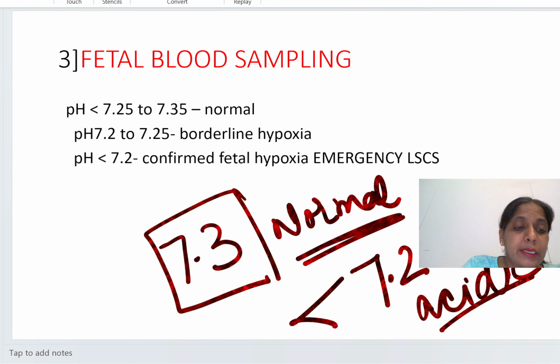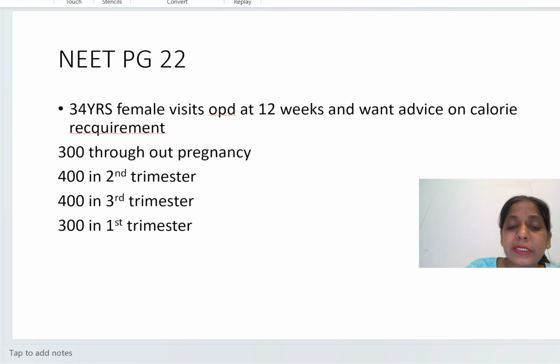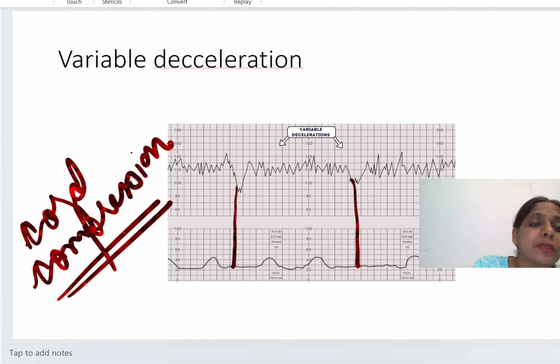Okay. Next question is from NEET PG 22. This was now our topic, antenatal care has started. So let me revise the intrapartum surveillance first.